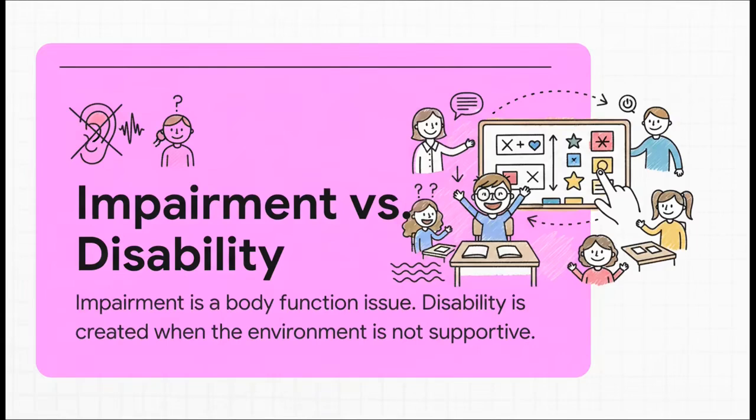Okay, now this is a really powerful idea from the handbook, a crucial distinction. An impairment is the physical condition, but a disability, that's created by the environment. So the problem isn't a child's hearing impairment. The problem is a classroom that doesn't use visual aids. This totally reframes the challenge from fixing the child to fixing the environment.